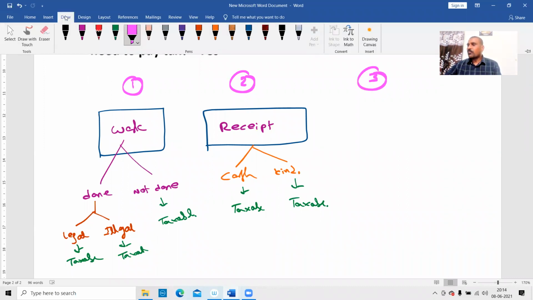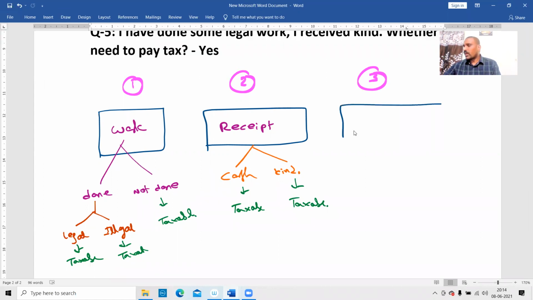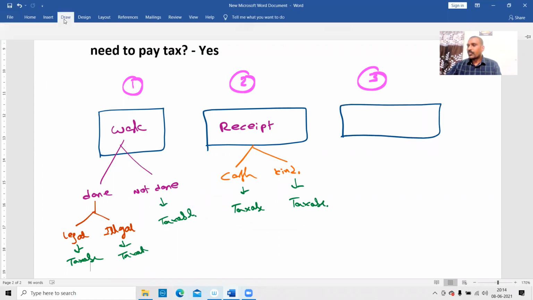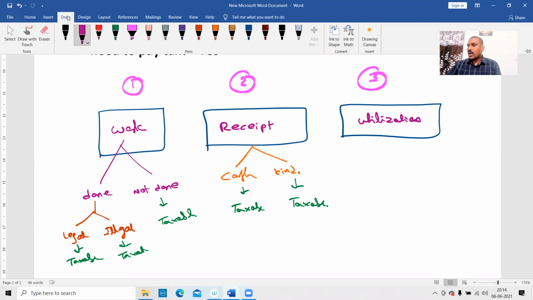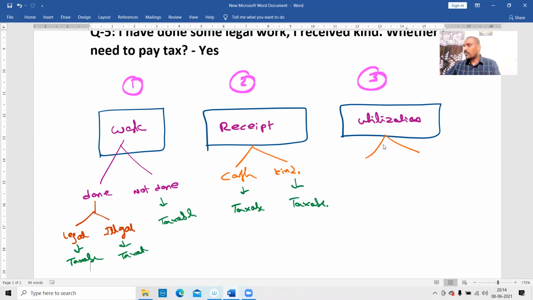The third stage is application of the amount. Application of receipt, utilization or application. Applied for personal benefit, enjoyed personally, or applied for charity. Whether it is taxable, sir? Yes, it is taxable. Applied for charity, it is also taxable.